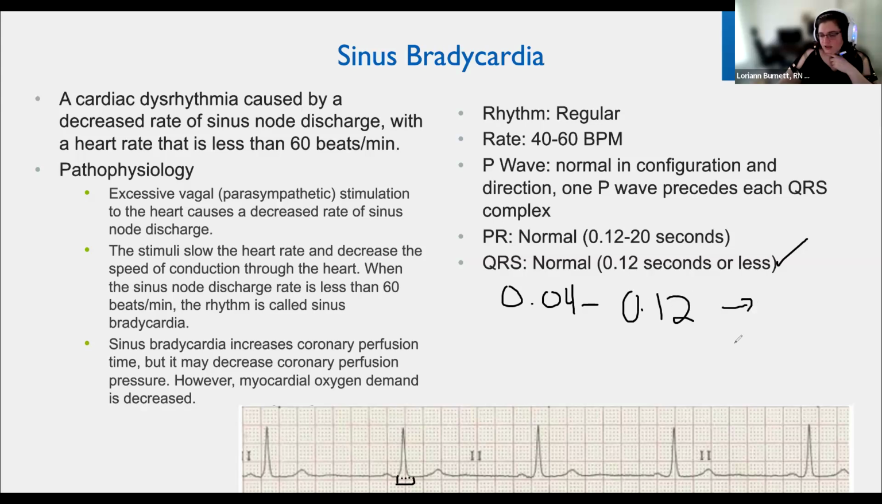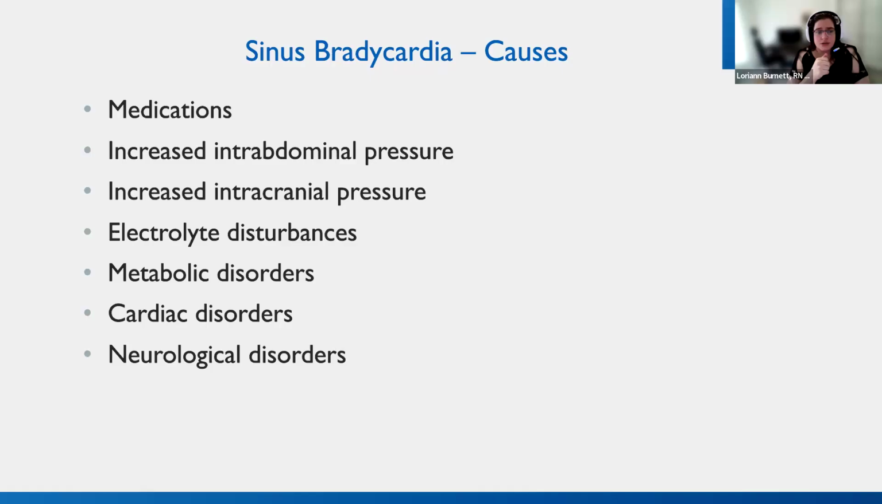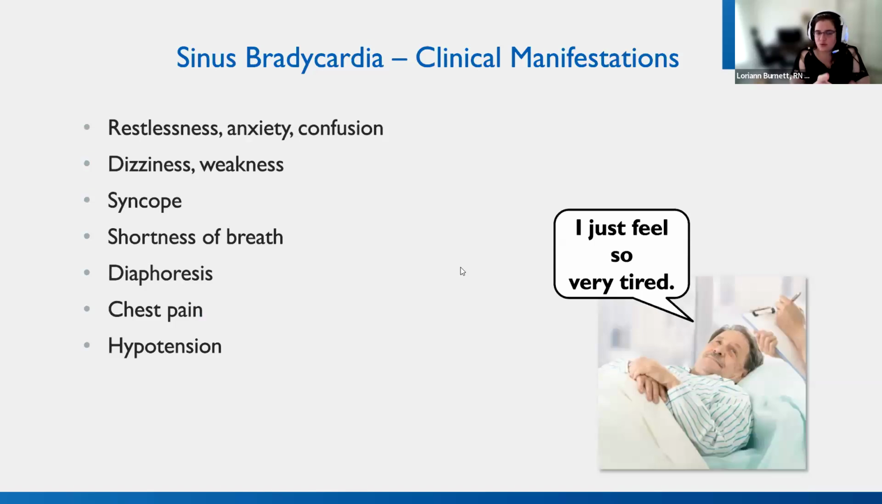if it's more than that, that tells me it's a ventricular rhythm, whether it's VTAC or VFib, and we'll talk about those in a little bit. These are caused by something irritating it due to decreased coronary perfusion. It could be an irritant. We don't have the right stimulus. Certain medications like our beta blockers can cause that, increased intracranial pressure or intra-abdominal pressure, electrolyte disturbances, cardiac disorders, neurological disorders. Oh my goodness, we have a lot of the symptoms we talked about: restlessness, anxiety, confusion, dizziness, syncope, shortness of breath, diaphoresis, chest pain, hypertension, all those lovely, lovely things.